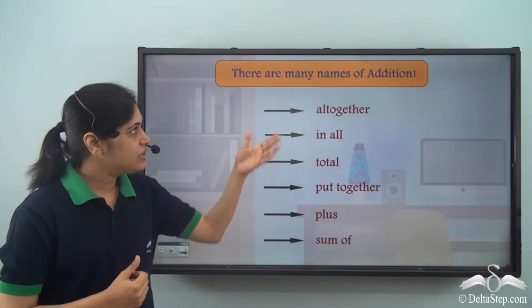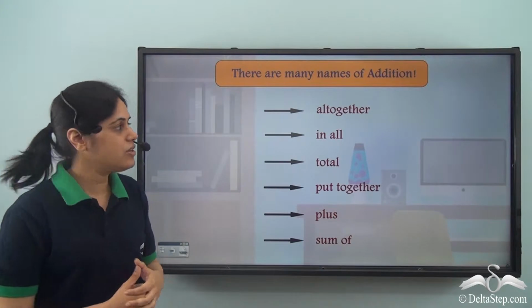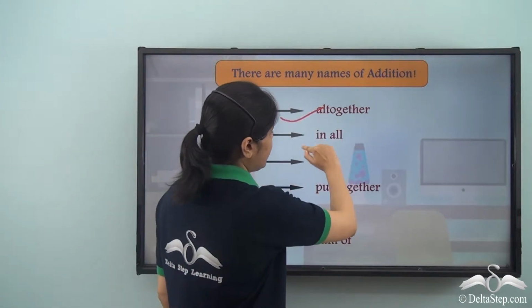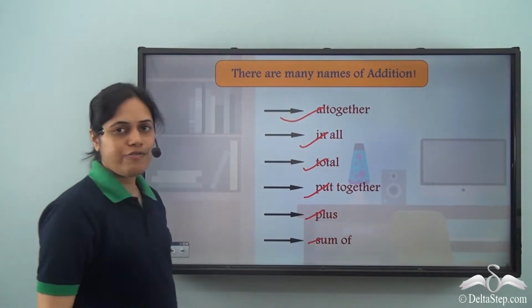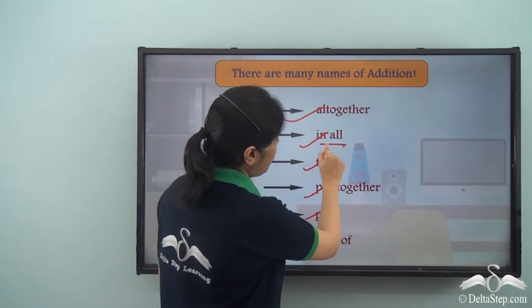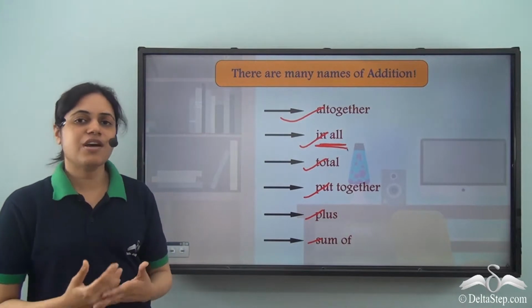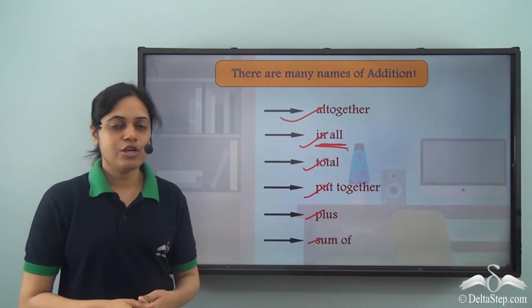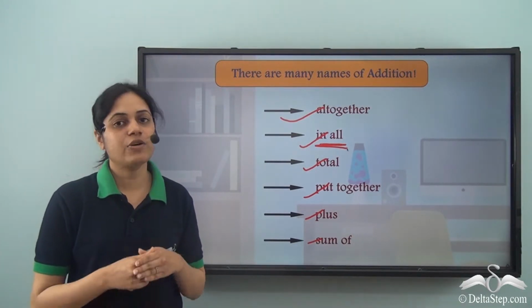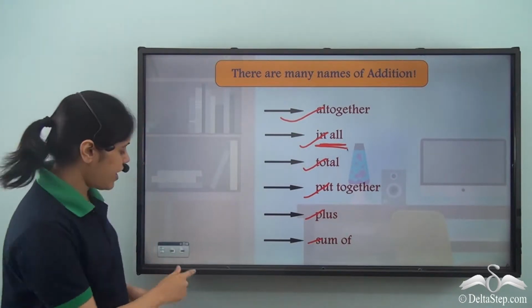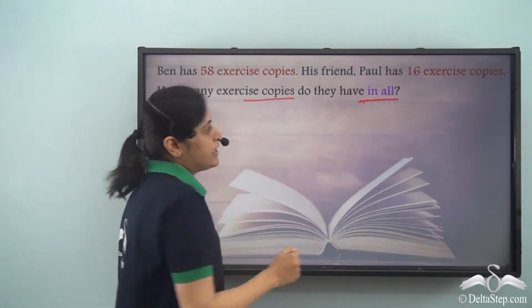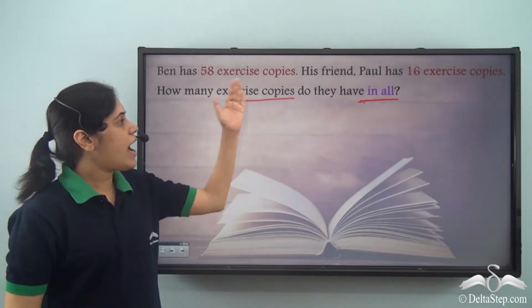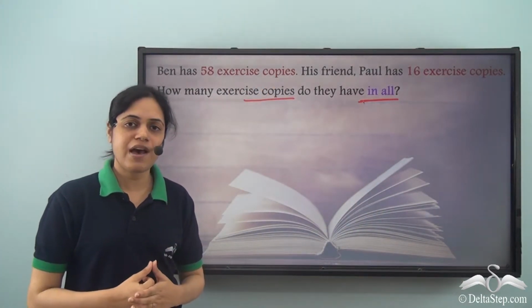If you recall, there are many names for addition like altogether, in all, total, put together, plus, sum of. So we see that in all is just another name for addition. So when we need to find how many copies they have in all, it means that we need to add the number of copies which they have.